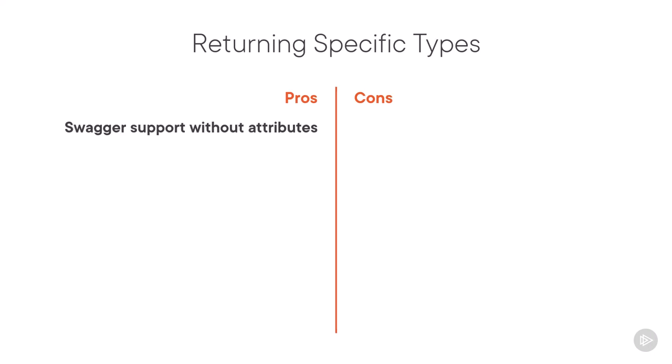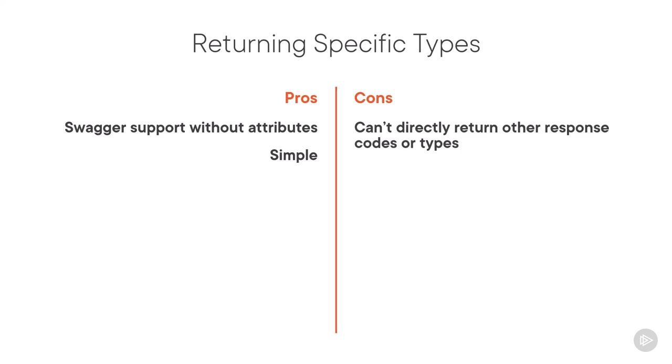A benefit of returning a specific type is that it is strongly typed, so it is easily understood by automated documentation tools like Swashbuckle or NSwag, which can generate a Swagger document, and of course it's also very simple to return the type that you're expecting to come back from your API. The biggest downside is that you cannot easily return any other response code or type.